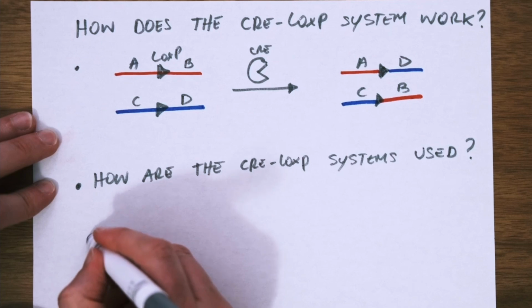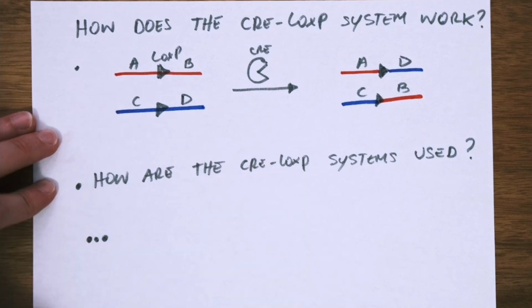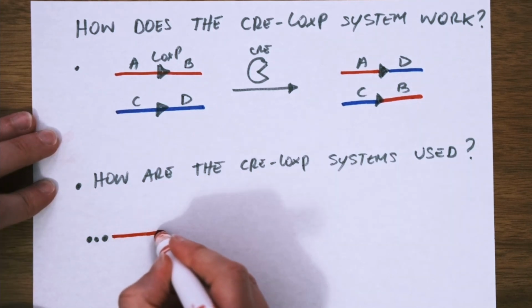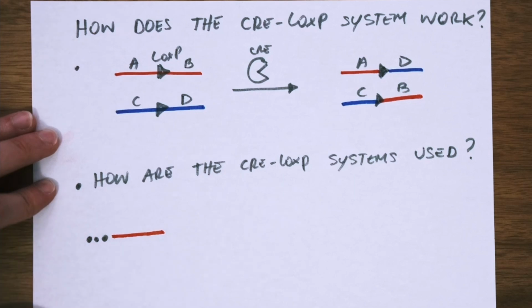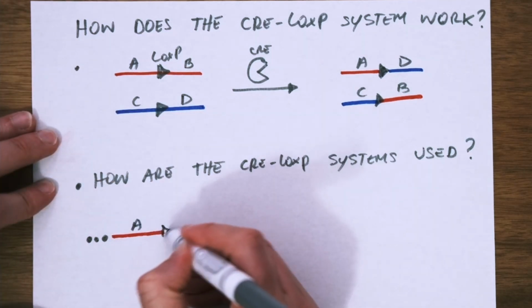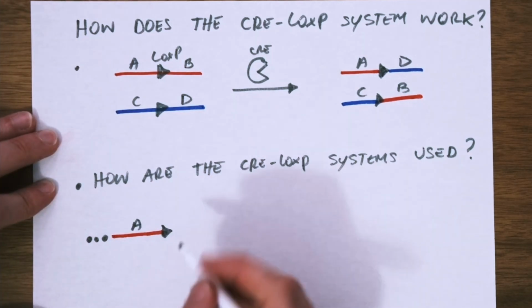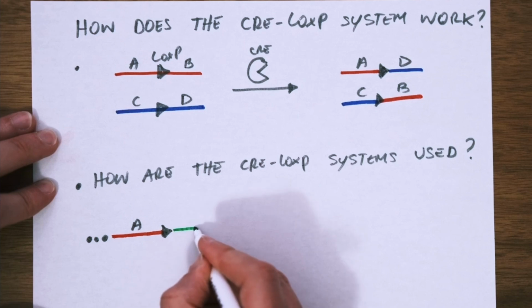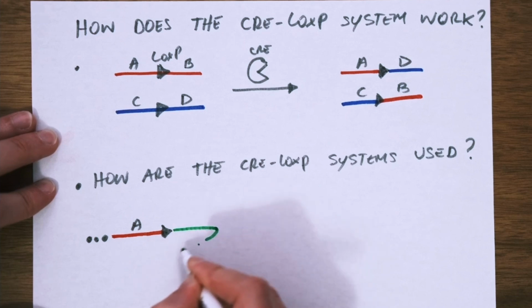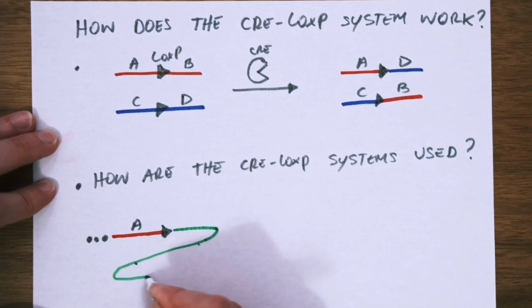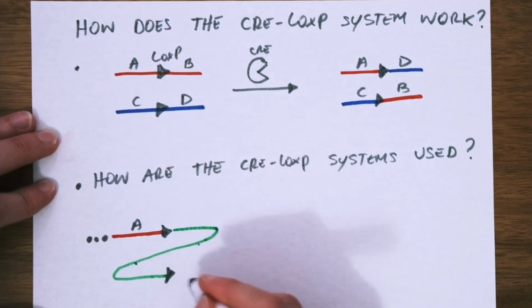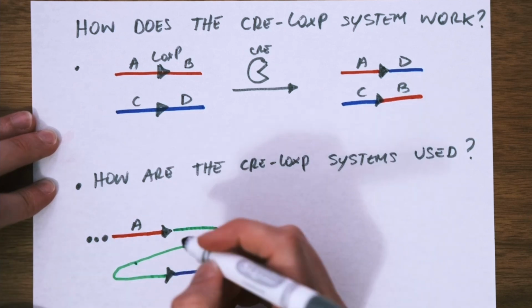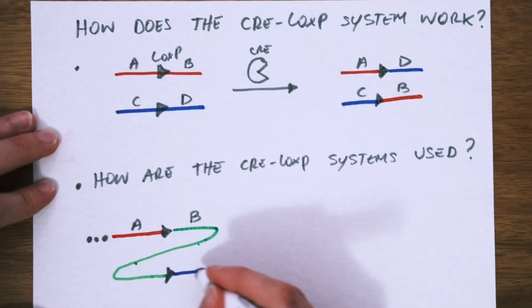Imagine that we have the genome, and we have some section of the genome that we call section A, followed by the LoxP site, and then we have a segment that we call B, and after that we have a section that we will call C, preceded by a LoxP site. So we have A, we have B, and we have C.